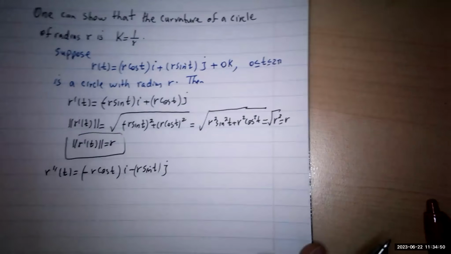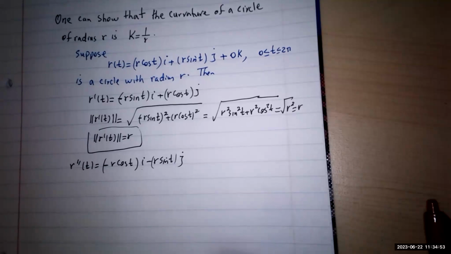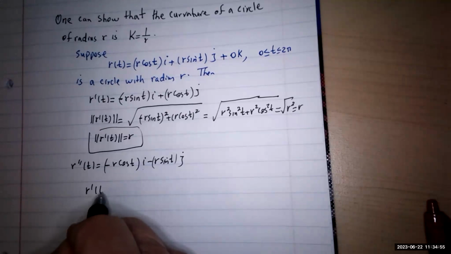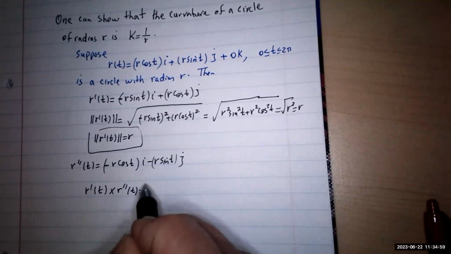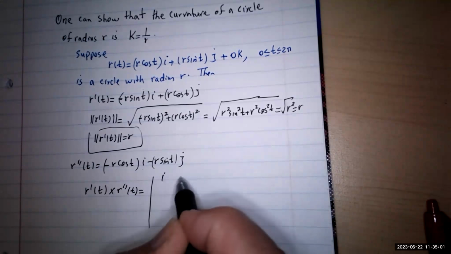So if you get those cross products and get the result, it's going to be r prime of t cross r double prime of t. There is another way to do it. I just wanted to show one method. It's i, j, k.